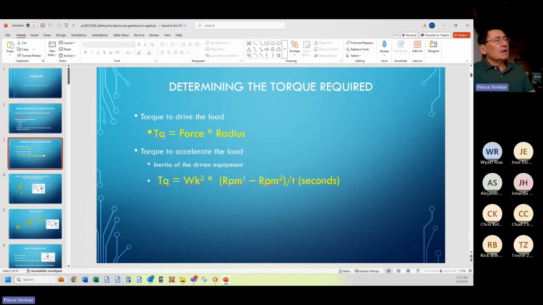Now, a couple of basic formulas. Torque equals force times the radius around which the force is applied. Torque and force are integrally related, obviously. Force is a linear application of your effort. Torque is force applied around a circle.